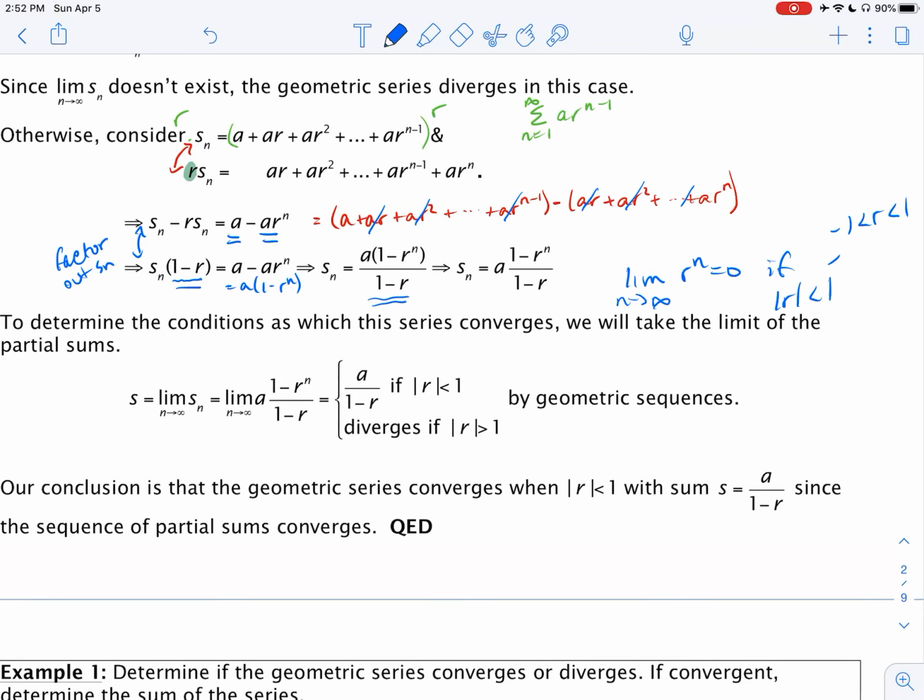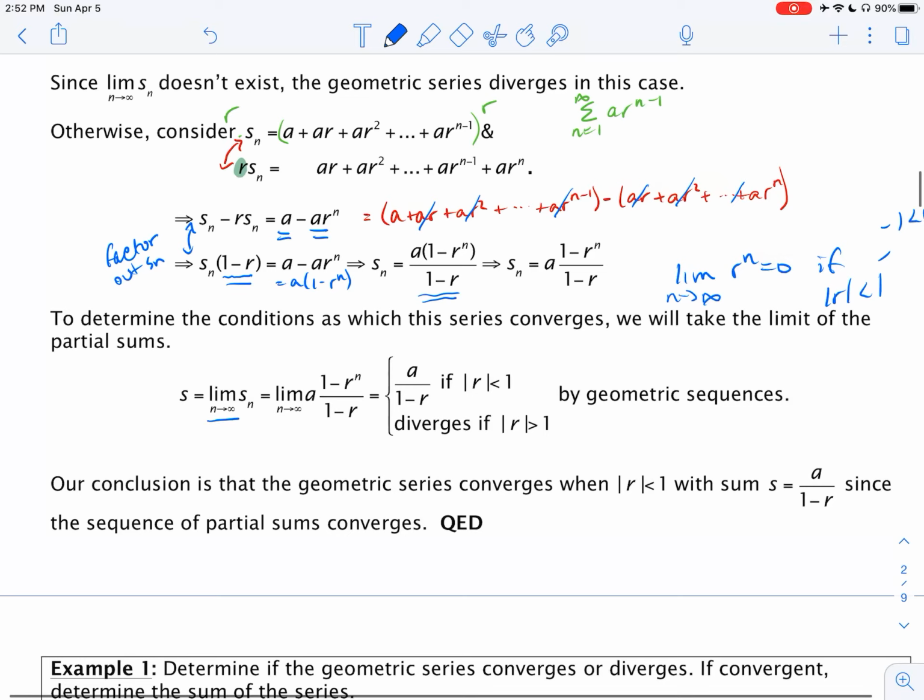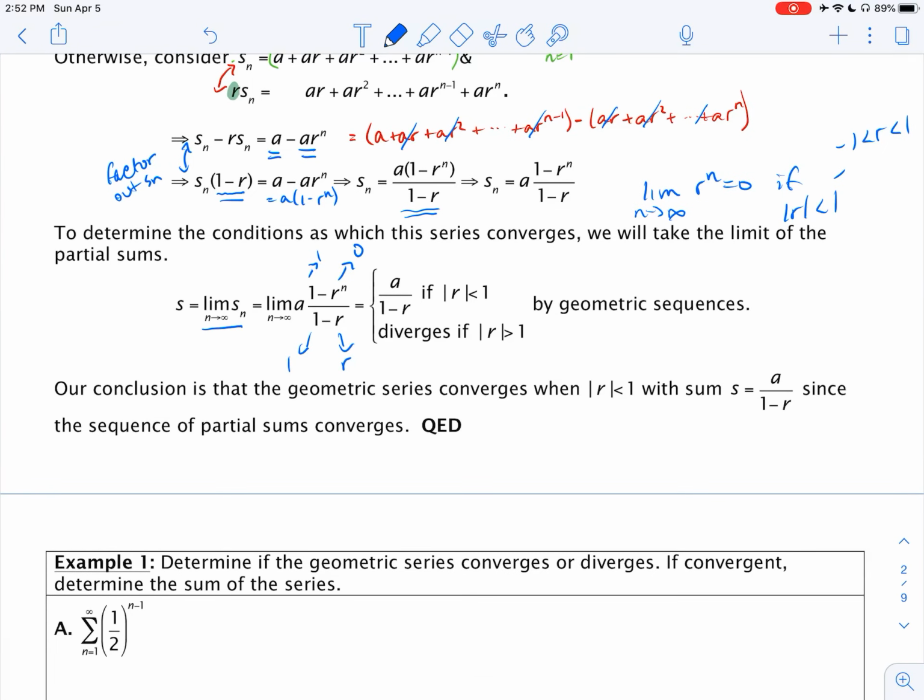And so if we took the limit as n goes to infinity of s sub n, this r sub n, since n is the variable in this limit, r sub n is going to go to 0. And so we would just have a over 1 minus r, because 1 would be going to 1, and r here is a constant since n is the variable. And if r is bigger than 1, then r sub n would be going to infinity. Make sense? Good. So that's a pretty powerful one.